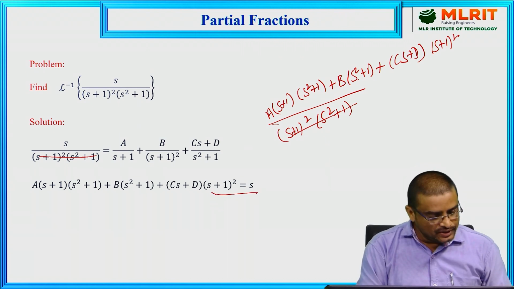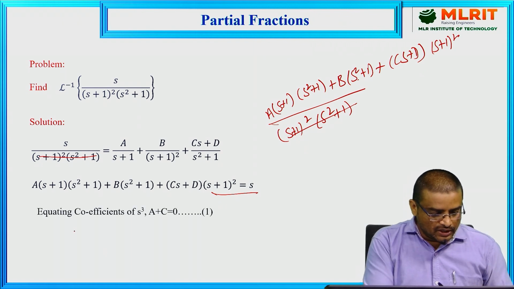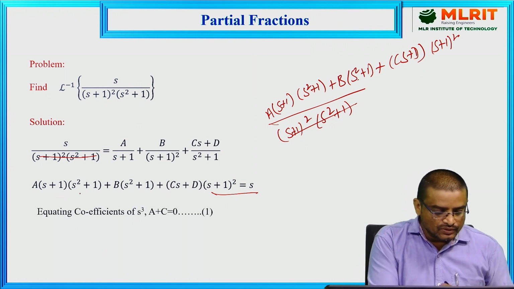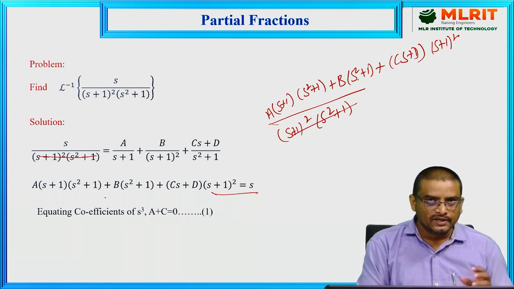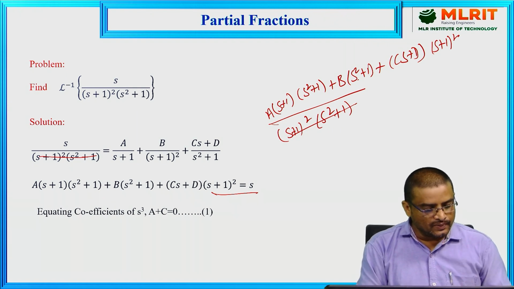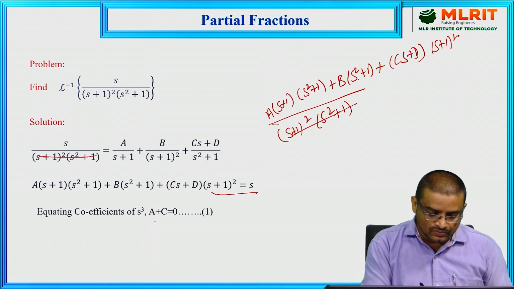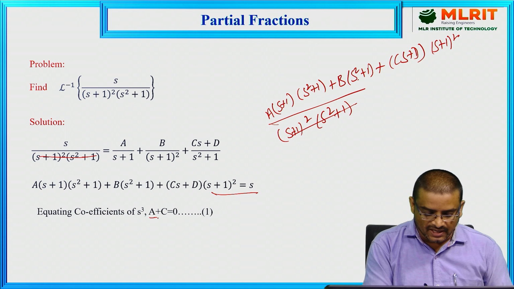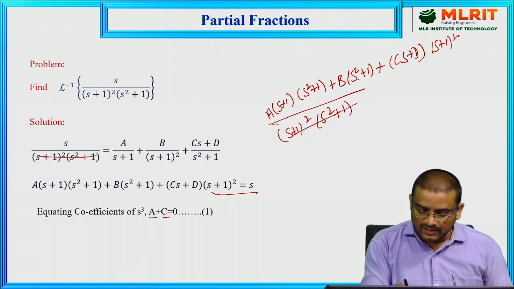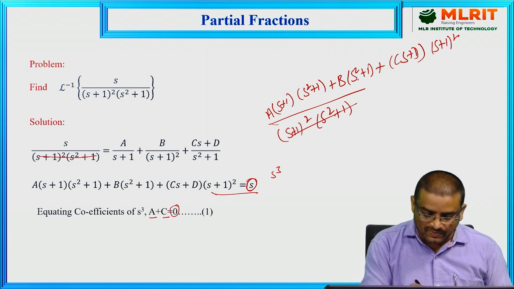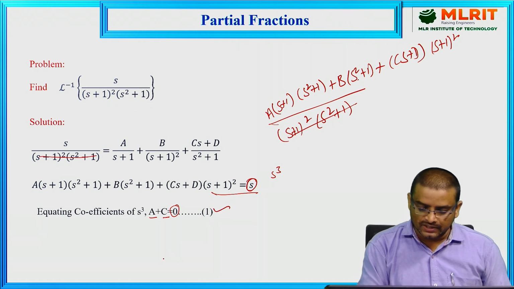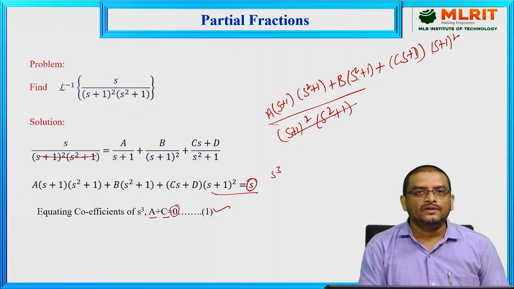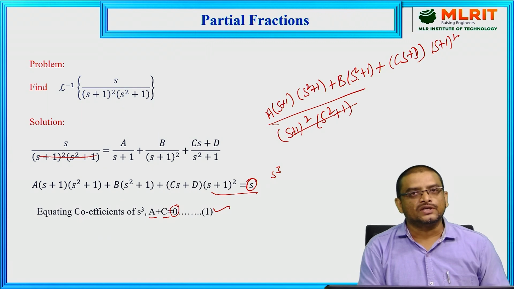Now what we have to do is equate the coefficients of s cube. Remove these brackets and you will get s cube terms. Now equate those s cube terms. On the LHS you will get only two s cube terms, which contain a and c. On the RHS we don't have an s cube term, so we take that value as equal to 0. So a plus c is equal to 0. You get one equation by equating the coefficients of s cube on both sides.